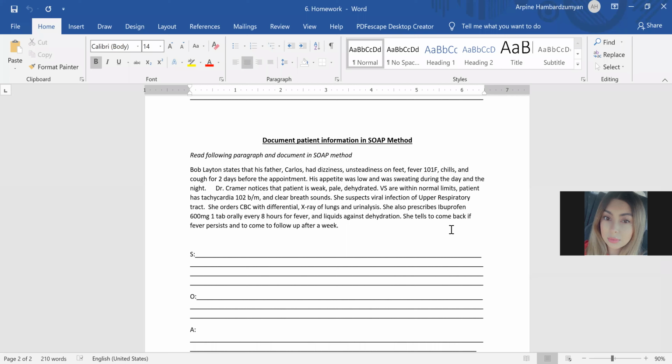Your caller is Bob Layton, who states that his father, Carlos, has dizziness. So the patient is the father. Yes, Carlos is the patient and Layton is the caregiver. He has unsteadiness on his feet, fever, chills, and cough for two days, his appetite is low, and he is sweating every day, even at night and during the day. So where do you put this information? In S, O, A, or P?